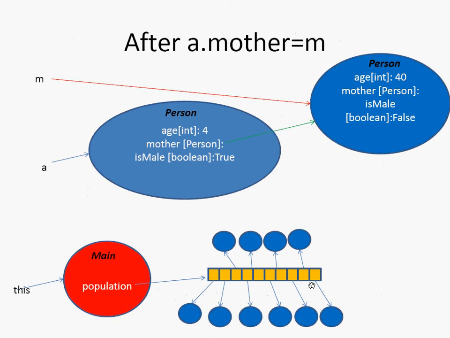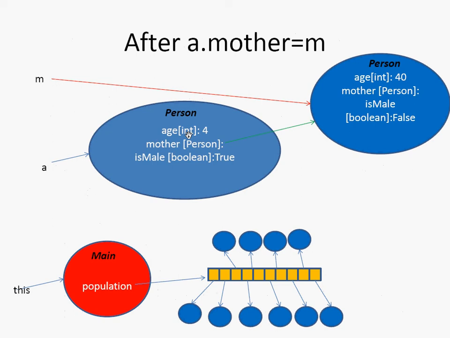Does that make sense to you? Questions? This person A will now have a mother who is the person referred to by M. Is that helpful? Their mother will be whoever's referred to by M now.